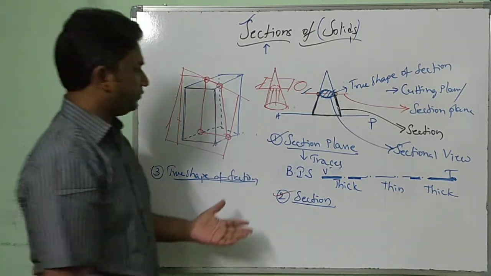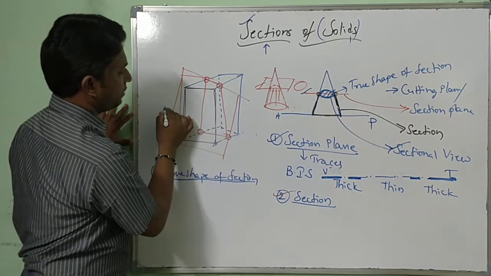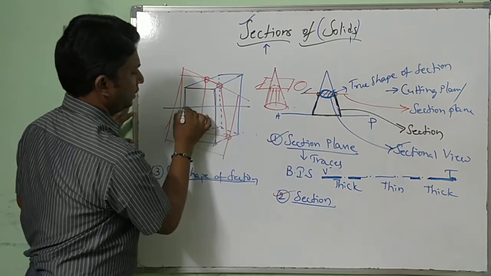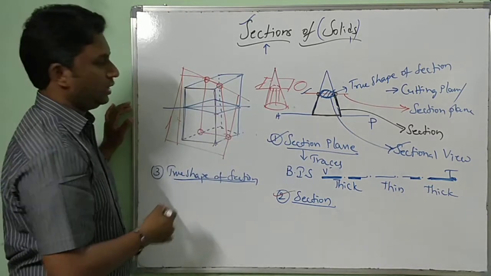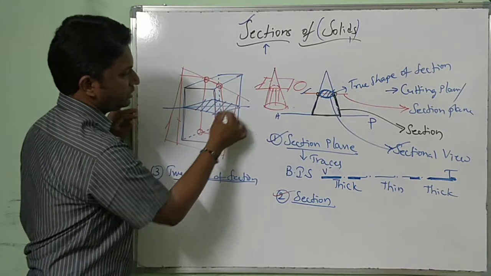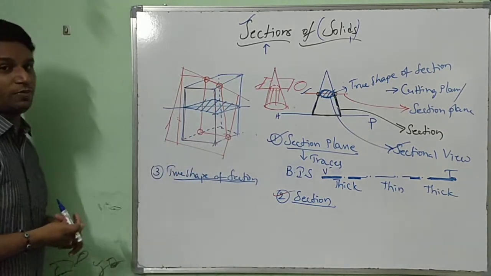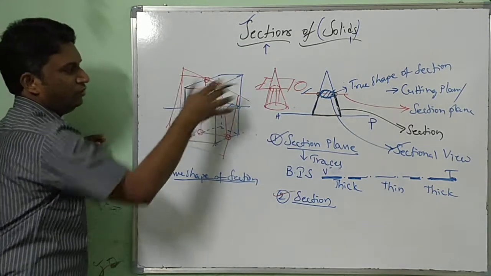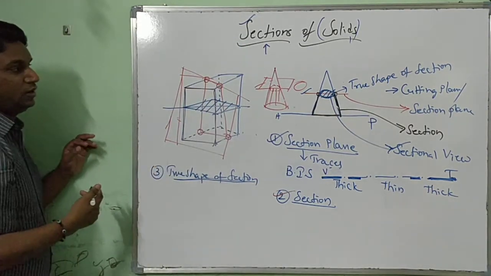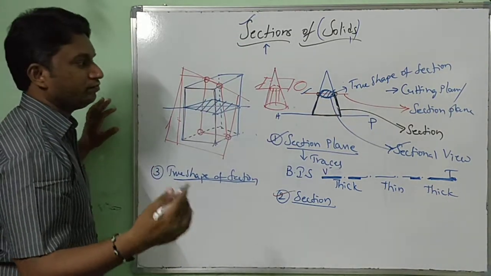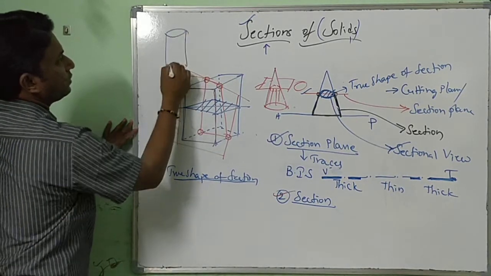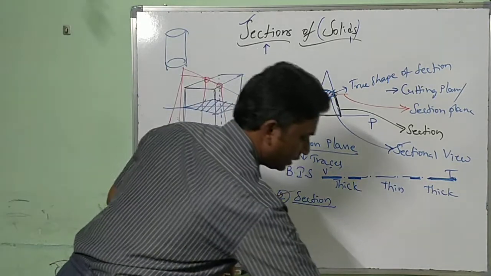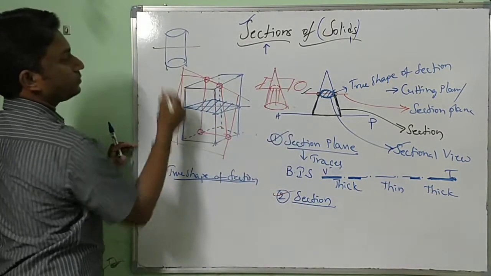It depends on the object. For this square prism, if I make a cut here, then I can have one more square here, which I am showing you. That is called the true shape of the section. Section removed, here you can see the true shape. It differs from object to object. For example, this is a cylinder, and I am cutting here.